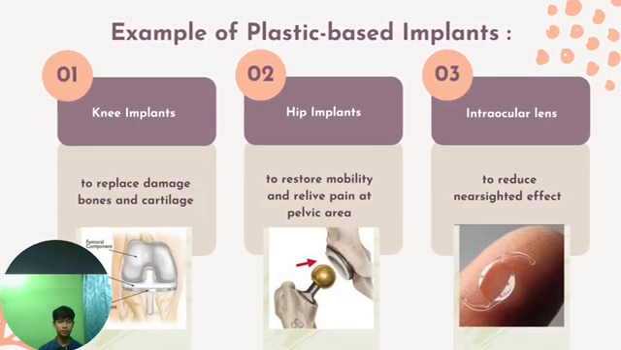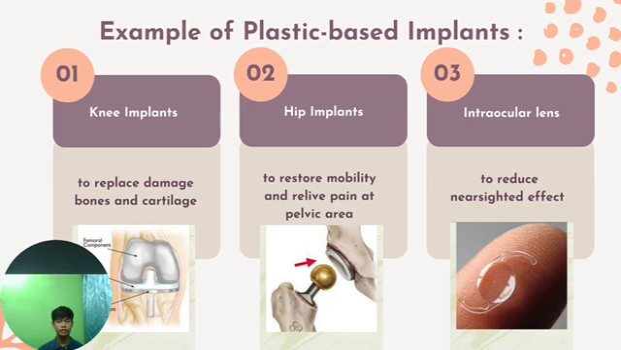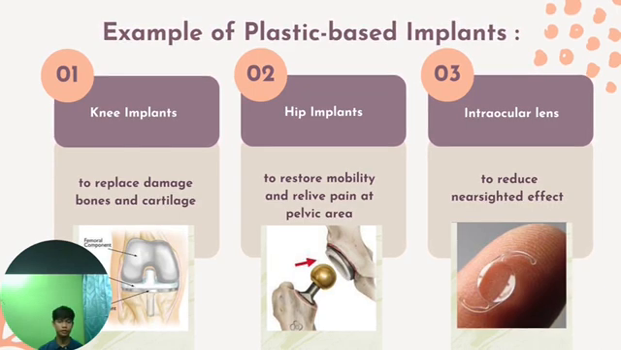These are examples of plastic-based implants. The first one is knee implants, which replace damaged bone and cartilage at the knee joint. A knee replacement can be more accurately termed a knee resurfacing, because only the surface of the bone is replaced.